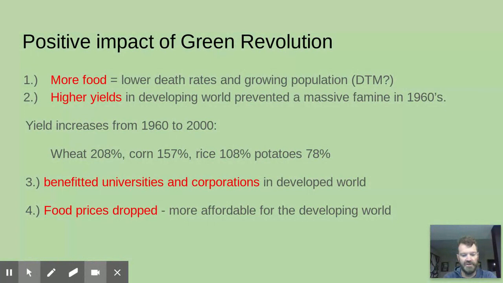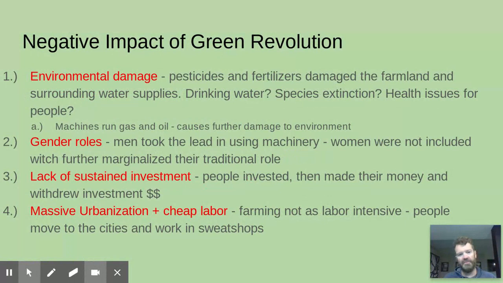But with positives and with anything, there's positives and there's negatives. You got to see both sides, right? So the negative impact is the damage to the environment. Those pesticides and fertilizers, well, they damage the farmland, and then when it rains, those chemicals go into the water supply. So the drinking water causes problems. The water in there causes problems for the animals that live in there, the species that depend on that.